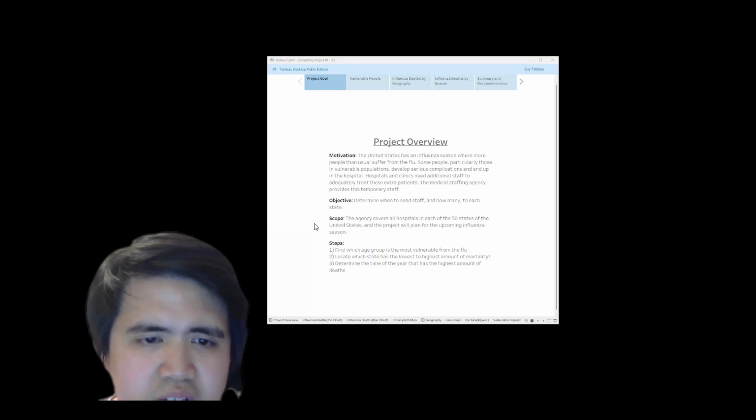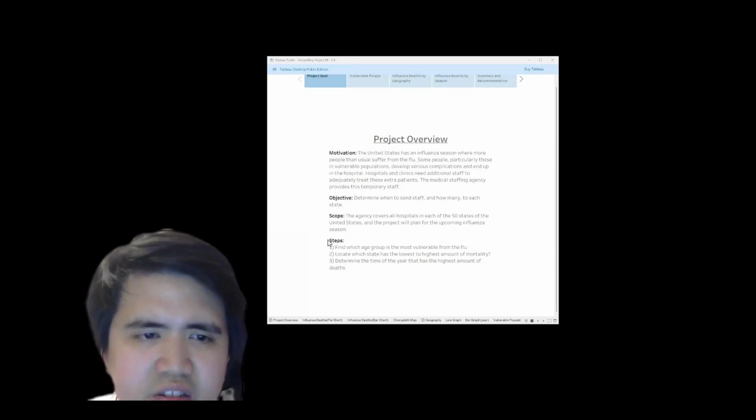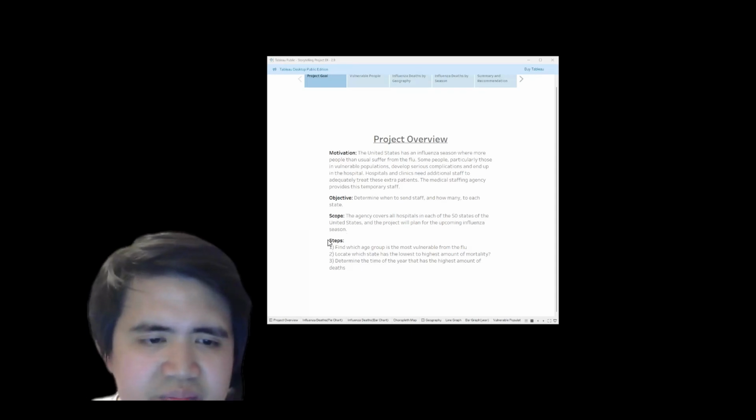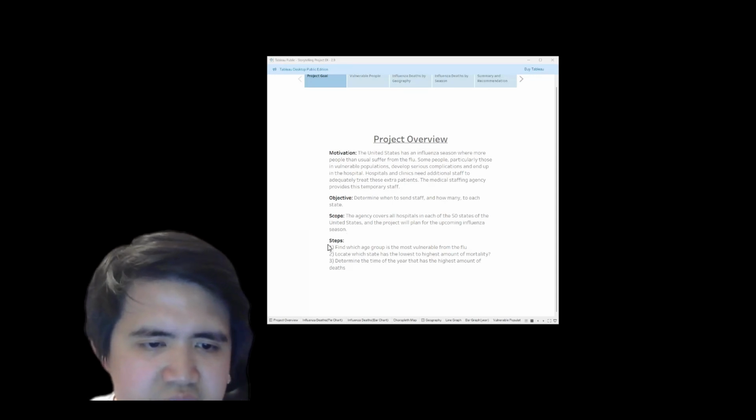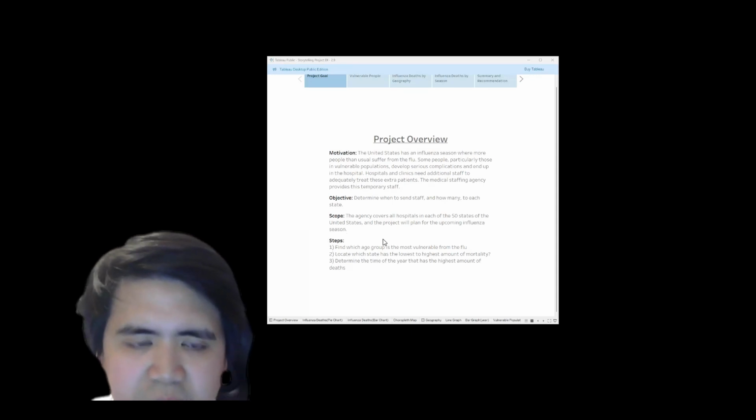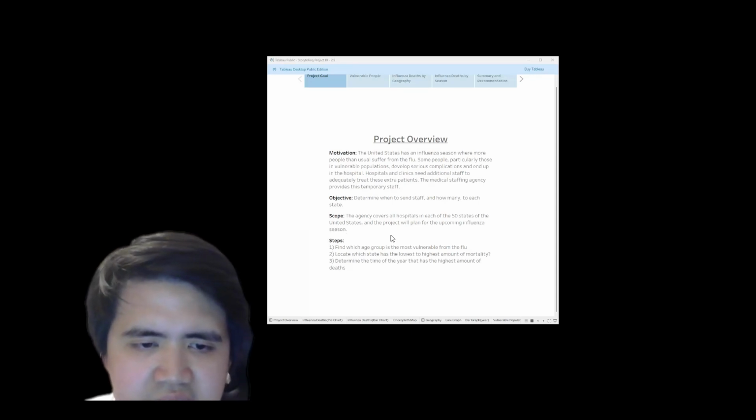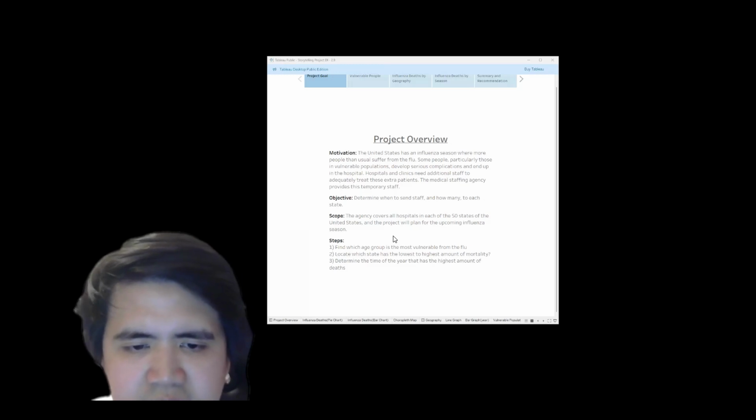The scope of this project oversees all hospitals in each of the 50 states of the United States. And down below, I listed all the steps that I did for my analysis to achieve our project objective. The first thing that I did was to find which age group is the most vulnerable from the flu. Second, I located which state has the lowest to highest amount of mortality. And third, I determined the time of the year that has the highest amount of deaths.